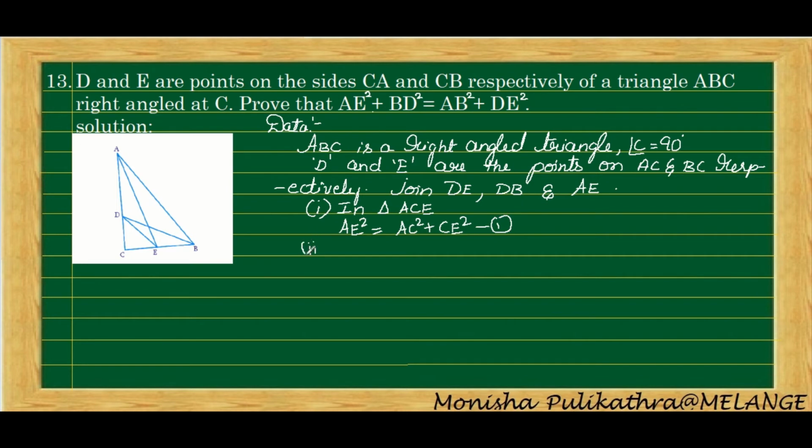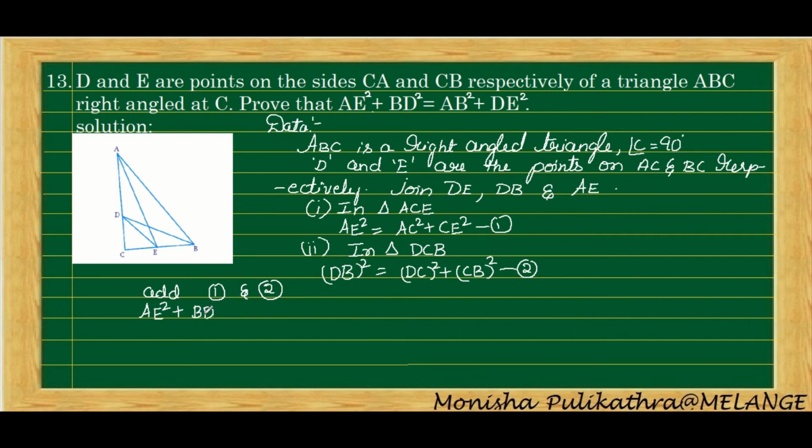Next we have to take triangle DCB. This smaller triangle we need to take. So in triangle DCB, again C is 90 degree. So in DCB triangle, DB will be the hypotenuse. So DB square, hypotenuse square, is equal to the sum of the squares on other two sides, that is DC square plus CB square. Let this be equation 2. Next we need to add 1 and 2. We need to add LHS with LHS and RHS with RHS.